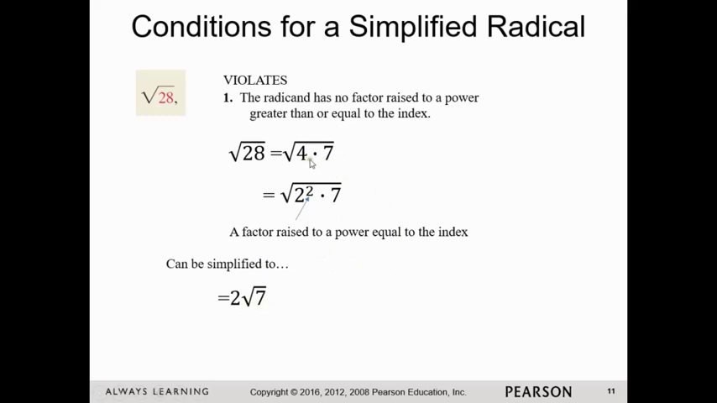We break them up into factors, and what we're looking for is a perfect square factor. Then we take the square root of that perfect square factor and move that square root outside of the radical. This is the way we simplify these things. This is something you're definitely going to have to master, turning something like the square root of 28 into its simplified form, 2 square roots of 7.